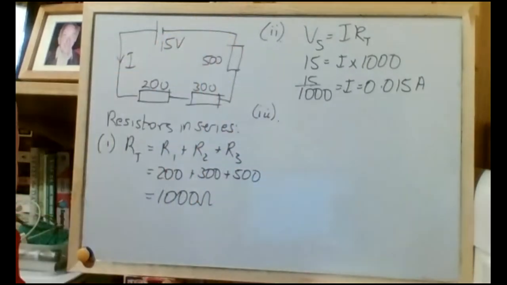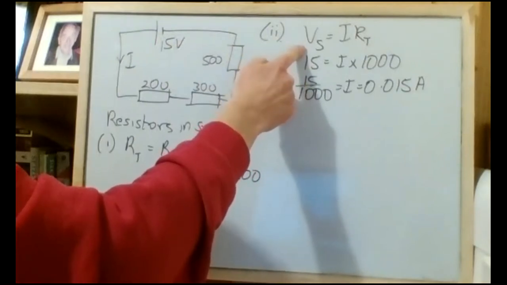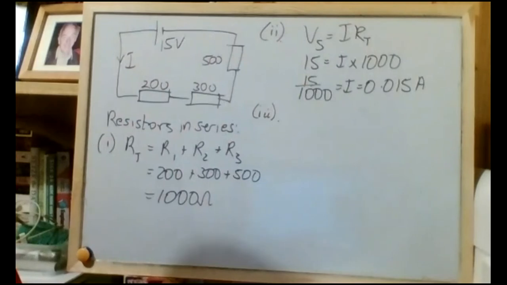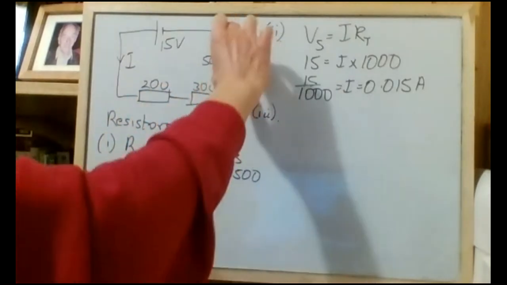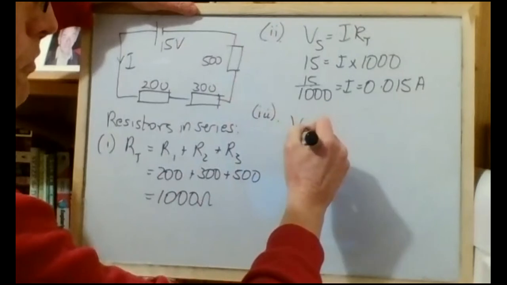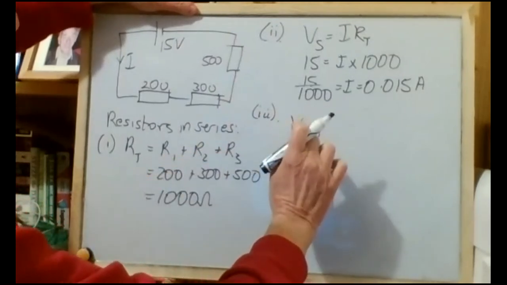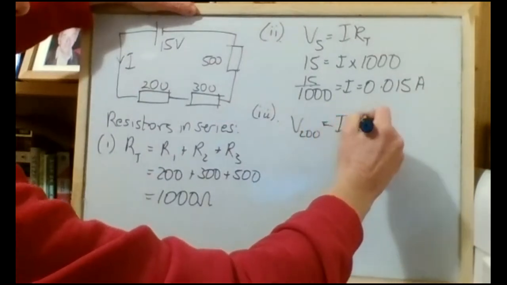It's kind of messy. Now, here I applied Ohm's law to the whole circuit. But now I'm going to apply Ohm's law to each individual resistor. So I'm going to apply it to the 200 ohms, then to the 300 ohms, then to the 500 ohms. To point out that I'm just dealing with the 200 ohms, I'm going to write V200, which means the potential difference across the 200 ohm resistor. That equals I times R.